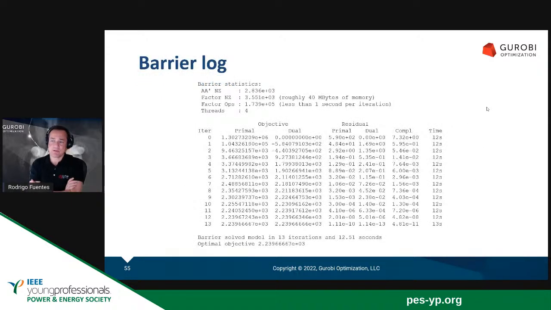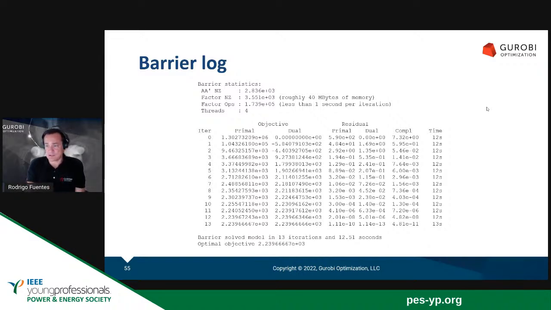We also have a barrier log. Barrier log is when we solve the LP problem using barrier instead of simplex. So if you recall, this is different. The barrier method involves a factorization of a matrix. We provide an idea of the size of the AA transpose matrix that we're solving. And the number of entries that we have in the matrix is what you see in factor NZ, non-zeros, and the number of floating point operations that we need to create the factorization of that matrix. That's what we see in the first three lines.